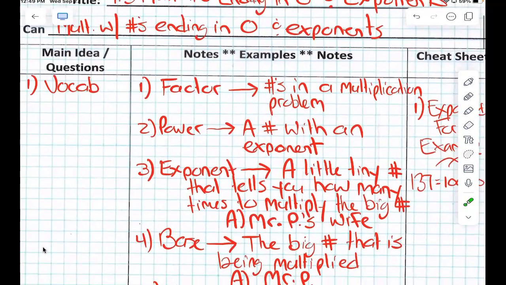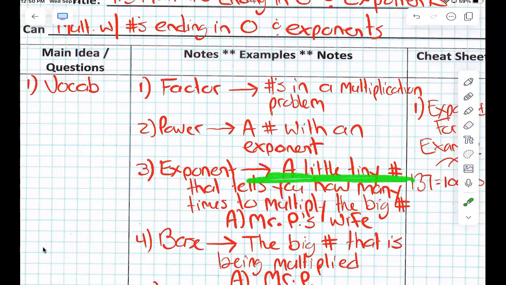Factor. A factor is what? Numbers in a multiplication problem. This is not in their notes, but how many factors at the very least do you need to have in any multiplication problem? 2. Nice, you have to have at least 2. Good. Power. A power is a number that has an exponent.